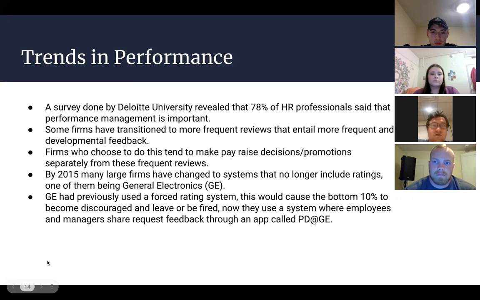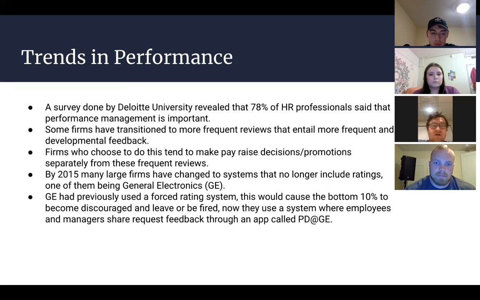And then trends in performance. A survey done by Deloitte University revealed that 78% of HR professionals say that performance management is important. Some firms have transitioned to more frequent reviews that entail more frequent and developmental feedback instead of just a one-time review, like once a year or once every quarter. It's more frequent, like bi-weekly or monthly. Firms who choose to do this tend to make pay raise decisions and promotions separately from these frequent reviews.